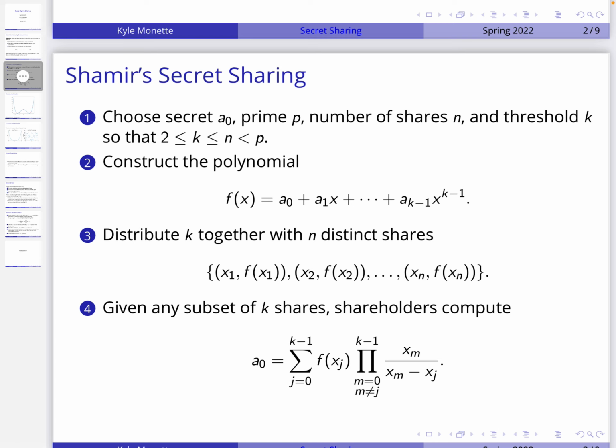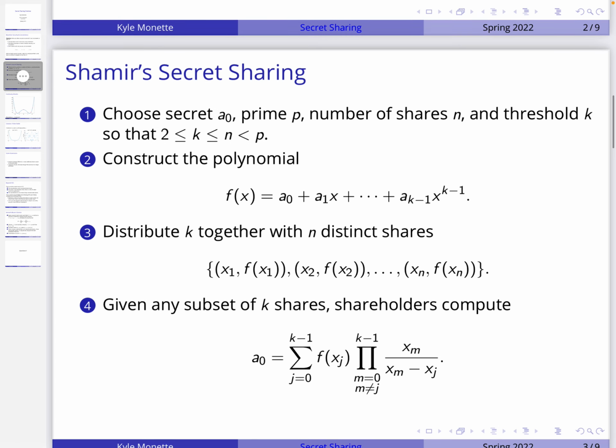The dealer would then distribute a number of shares, n, and k. So you need k of your shareholders to determine the secret, ideally, right? Because you want them to know how many of them need to come back together to reveal it, so they're not just guessing. And these points are obviously points on the polynomial.